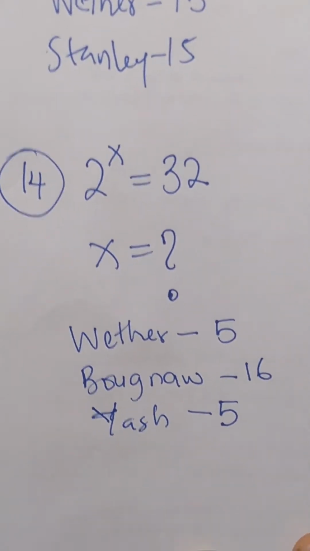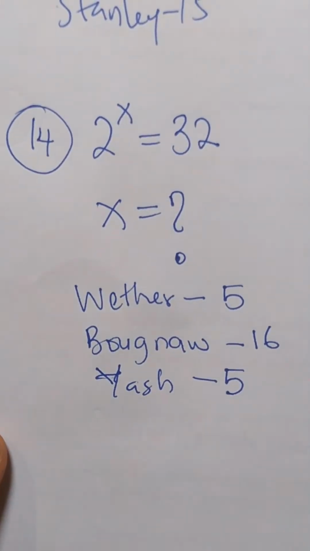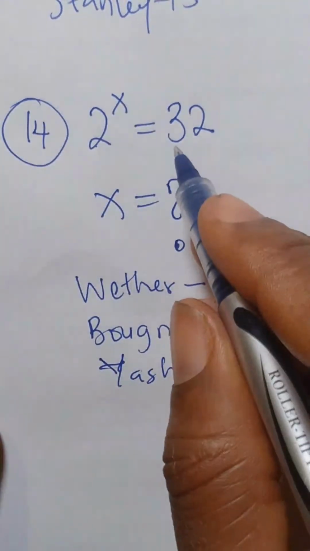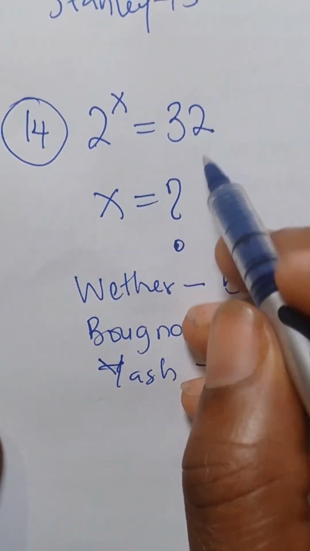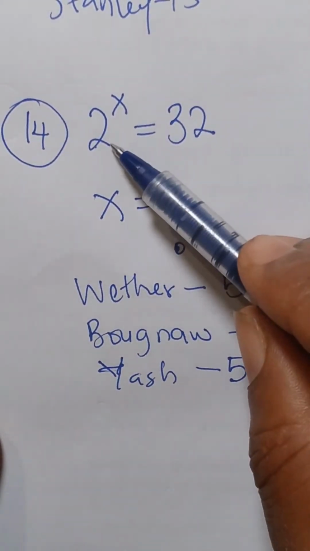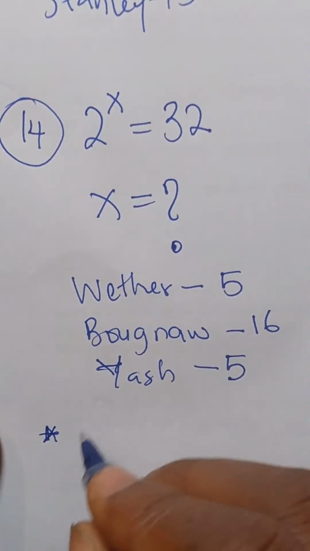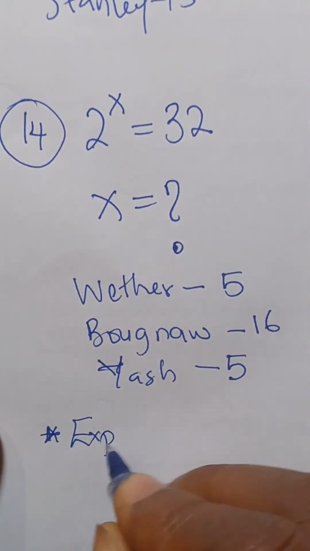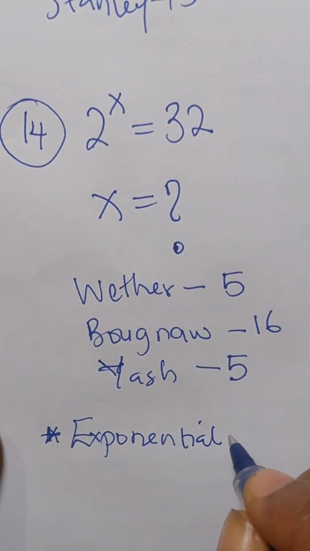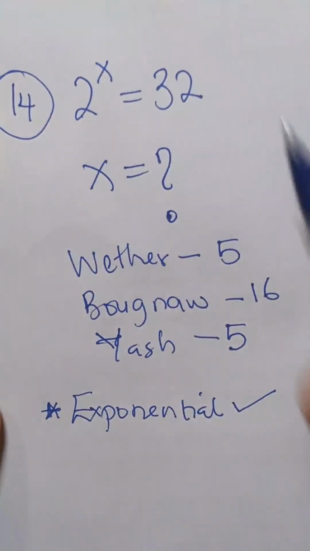So let me quickly solve that, because time is already ticking out and we still have so many questions to solve. Okay, so we have 2 raised to power x equal to 32. Now what do we do? What you do in this question is we are given 2. This math is from exponential equation. This is an exponential equation.